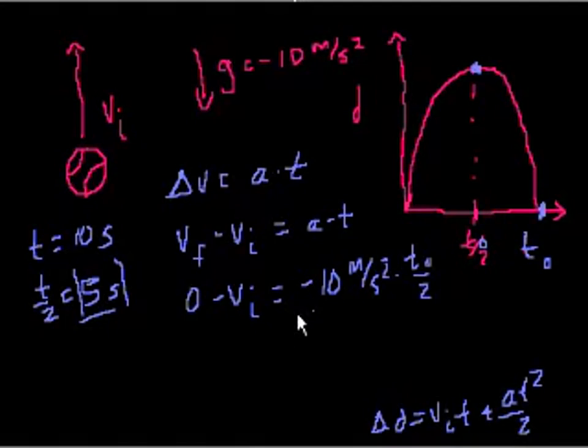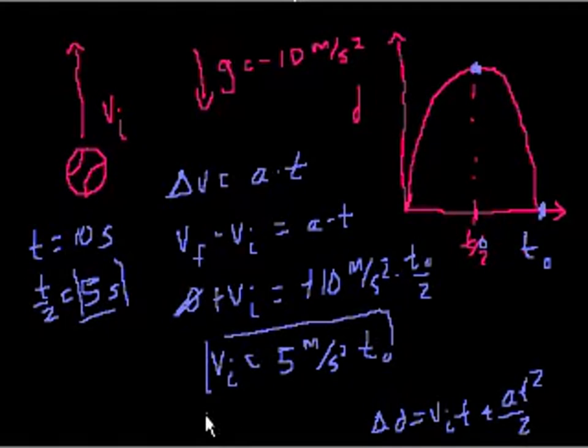So once again, the 0 doesn't matter. We can multiply both sides times -1. We get plus vi. And we get vi is equal to 10 divided by 2, 5 meters per second squared t sub naught, which was exactly what we got in the previous video when we used this formula.